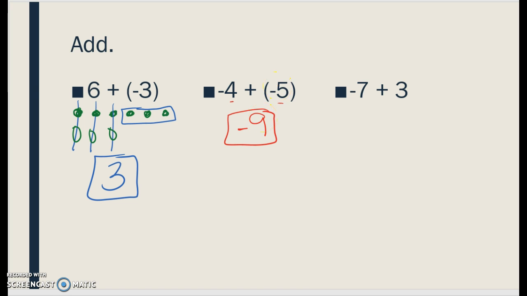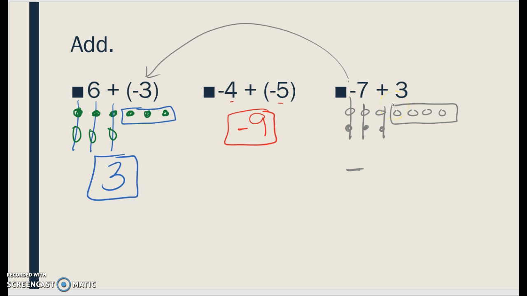And my last problem is negative 7 plus 3. So this one's really similar to our first one. Here I have more negatives than positives, so I know my answer is going to be negative. And if I think about it with our circles, I have 7 negatives and then 3 positives. My zero pairs cancel out. I'm left with 4 open circles, which stand for negatives. So my answer would be negative 4. So that's our addition there.